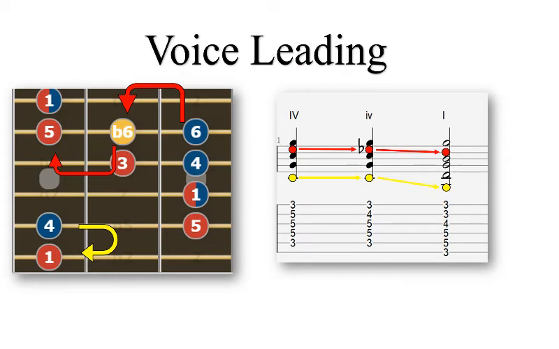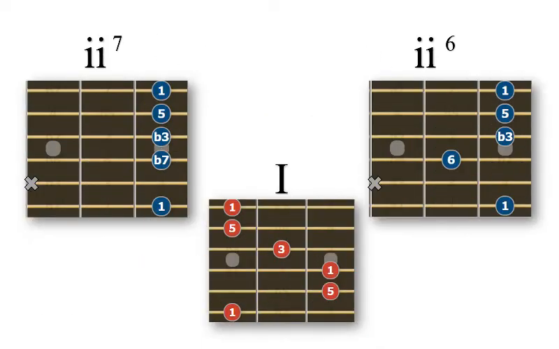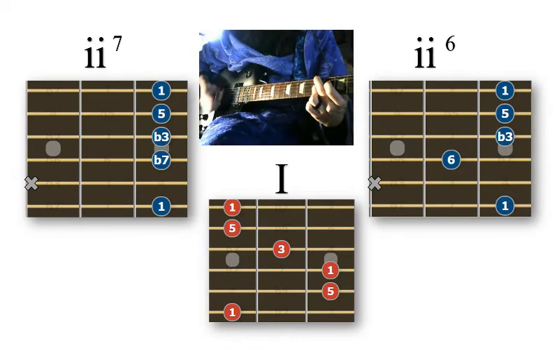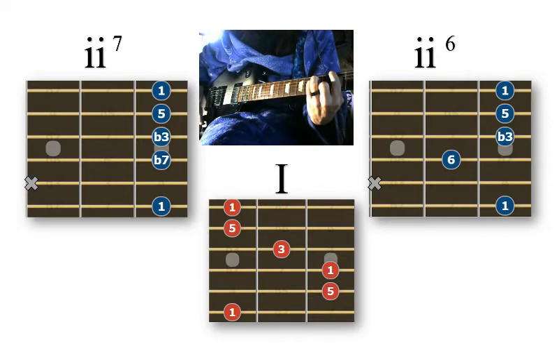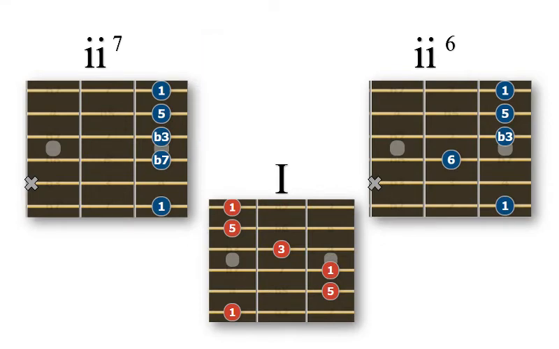Notice the chromatic walk down from the 6th to the flat 6th to the 5th, the same walk down from that diminished 7th progression earlier. Here's an example of a 2/1 plagal cadence. You play the 2 minor 7 chord followed by the 2 minor 6, which you may notice is the same shape as the 7 half diminished chord from earlier, resolving to the 1.